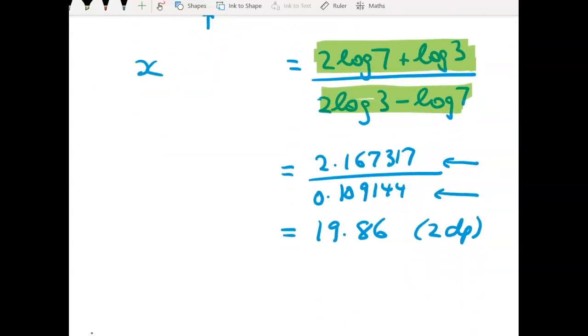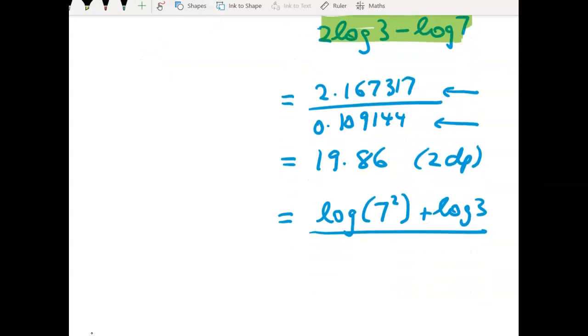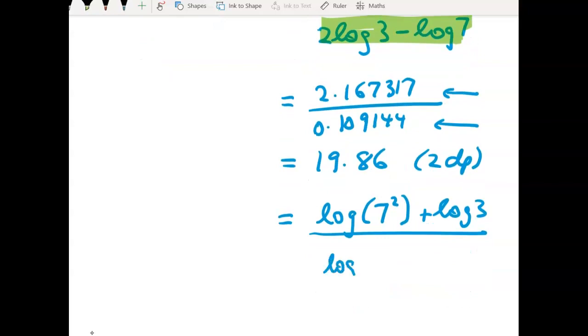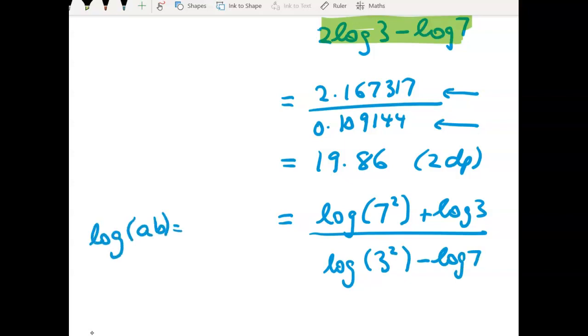So think of this as a separate little question. The 2 log 7 we can write as the log of 7 squared plus the log of 3. And the 2 log 3 we can write as the log of 3 squared minus the log of 7. Now remember, we've got these log rules. Log of AB is equal to the log of A plus the log of B.